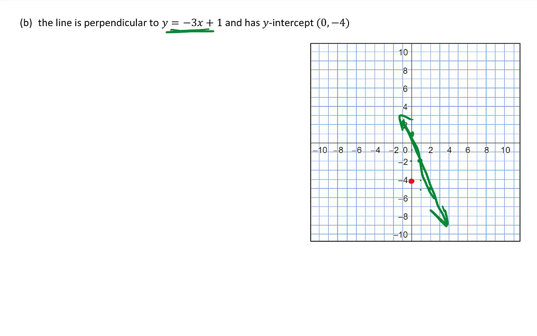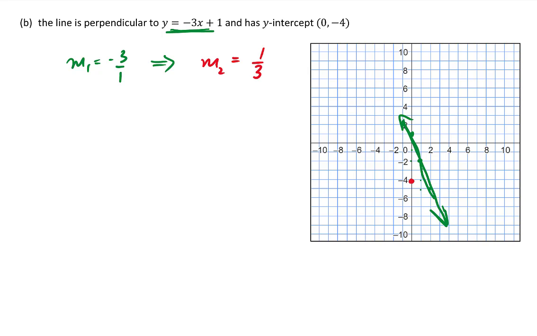But in this example, it's perpendicular. So our green line, we know our slope is negative 3 over 1. Since it's perpendicular, we'll call the slope of our new line M2. We know it's a negative reciprocal of negative 3 over 1, so I'm going to flip that fraction, which gives me 1 over 3. I'm going to change the negative to a positive.